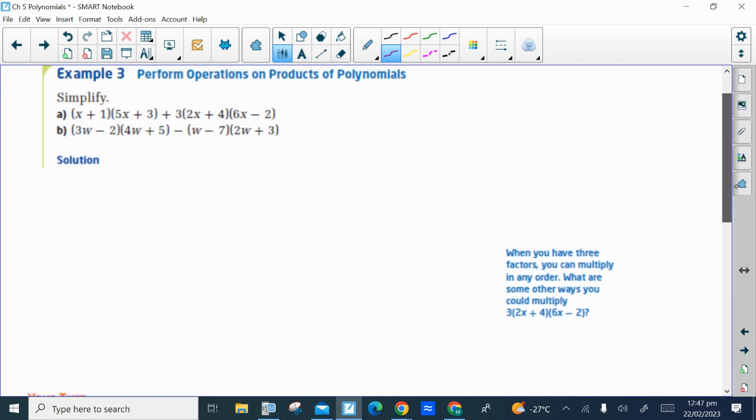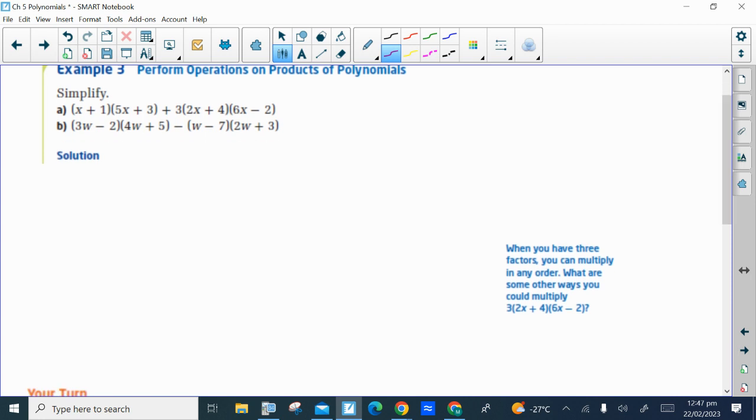So for these ones, we're going to take it one step further. We're going to multiply, but then also simplify after. We're going to multiply the x plus 1 by the 5x plus 3. Then we're going to multiply these 3 things together, and then we'll add the two answers together by collecting our like terms.